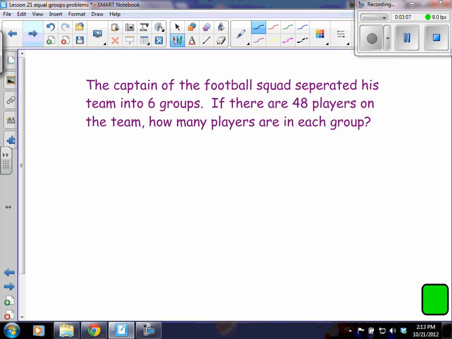Let's try another one. Example number 2 says the captain of the football squad separated his team into 6 groups. If there are 48 players on the team, how many players are in each group? So we're looking to solve step 1, which would be, what is the equation?